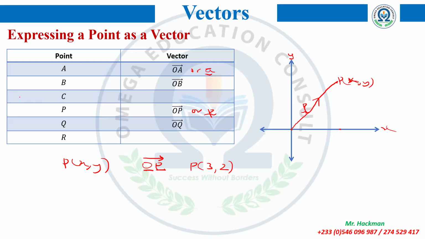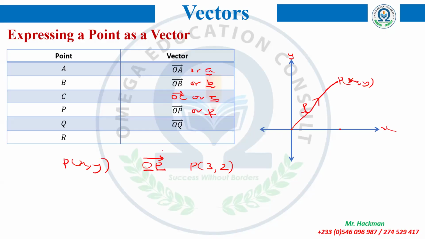So the point B in terms of vectors will be vector OB, with an arrow on top, or small b tilde. In the same way, the point C, what will be its vector form? Vector OC with an arrow on top, or small c tilde. I hope you are with me now.